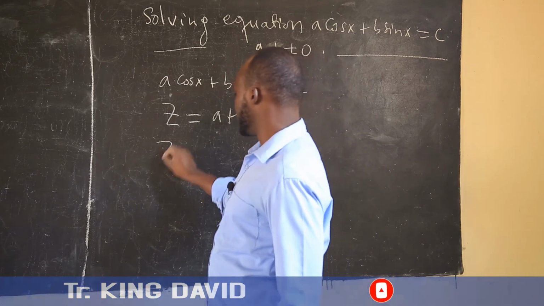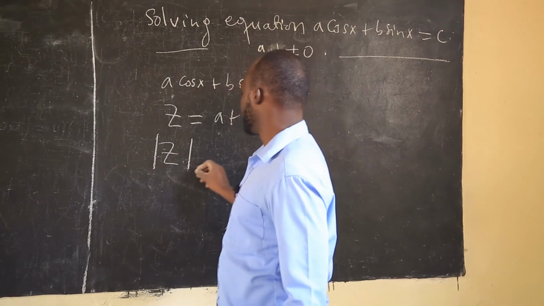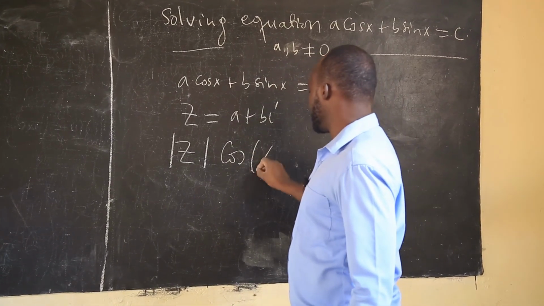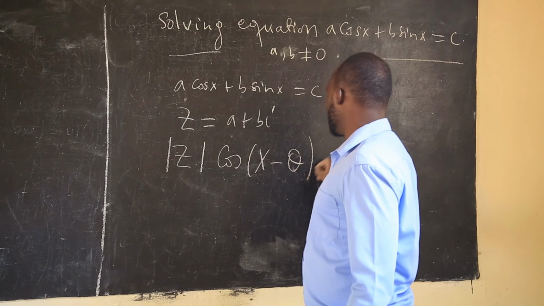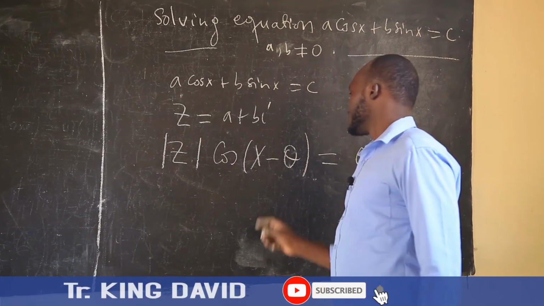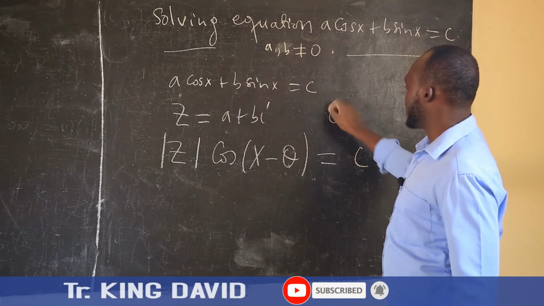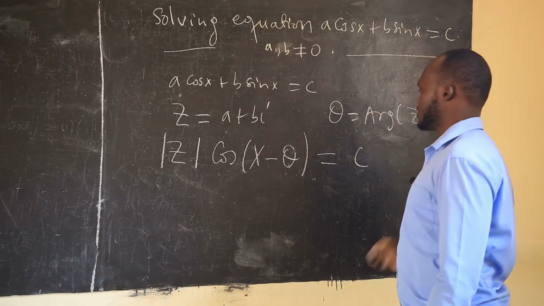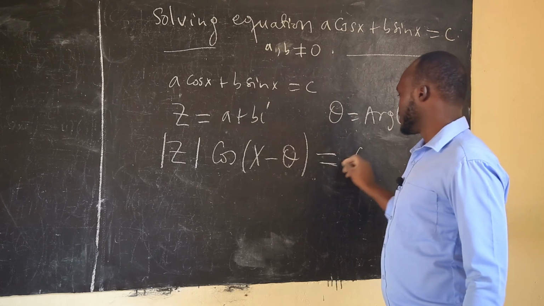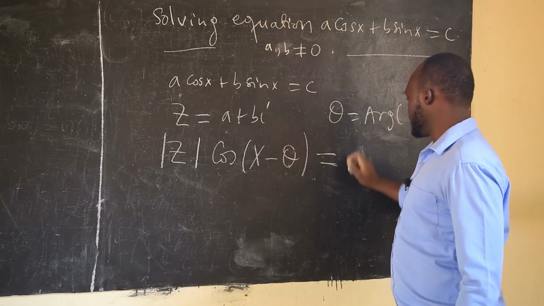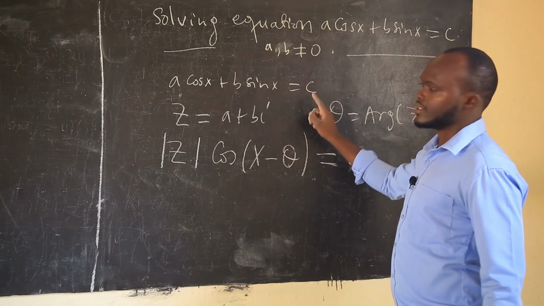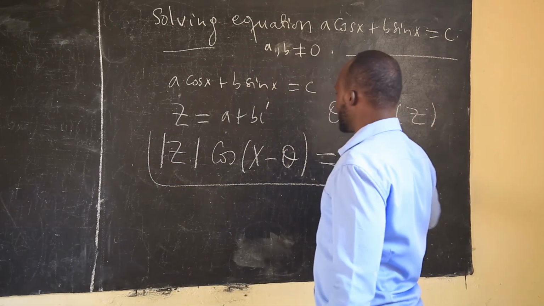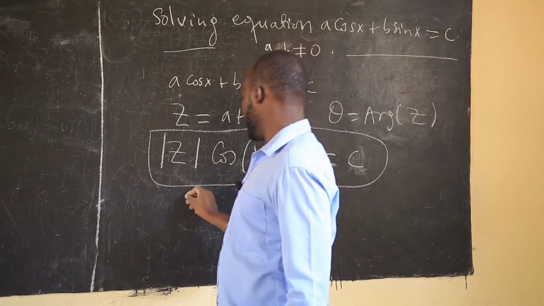Then the modulus of z times cos(x minus angle) equals c. So what is this angle? This angle is the argument of z. So this is the formula to use when you are solving an equation like that. Examples.